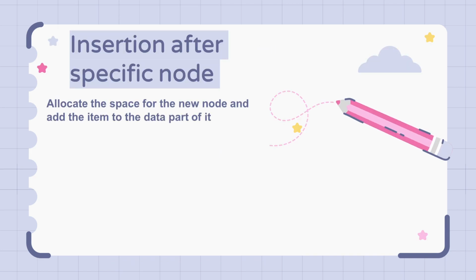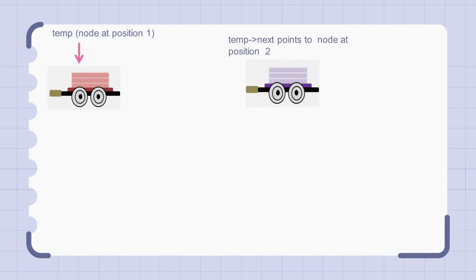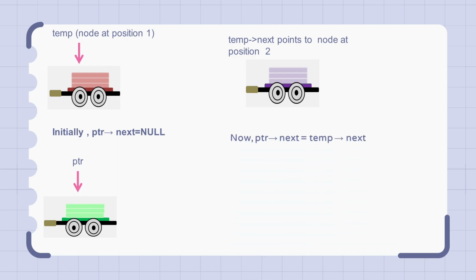Allocate the space for the new node to be inserted and add the item to the data part of it. Here the new node that we want to insert is PTR. Now temp points to the node at position 1 and the next part of temp points to the node at position 2. The next part of the new node points to null. Make a few changes by simply assigning the next part of temp to the next part of the new node.